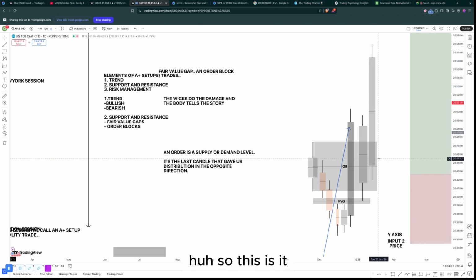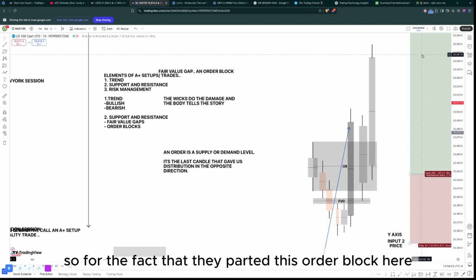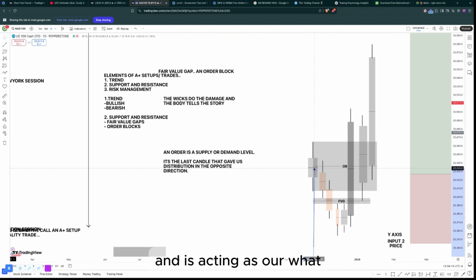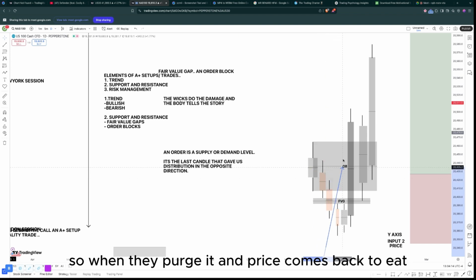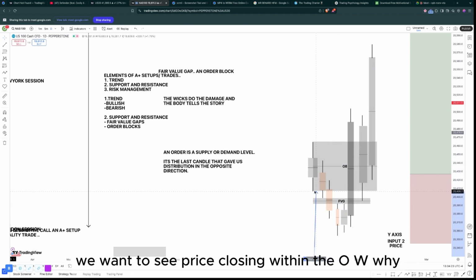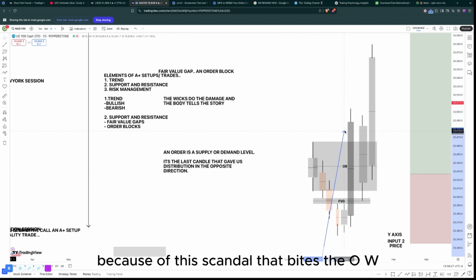So this is it. For the fact that they've purged this order block here, this candle which is acting as our order block, and it's acting as our what? Support, resistance. So when they purge it and price comes back to it, now we don't want to see price continuing going down. We want to see price closing within the order block. Why? Because of this candle that purged the order block.